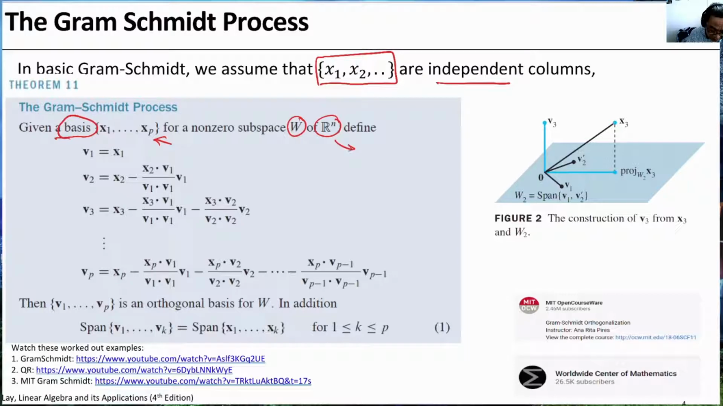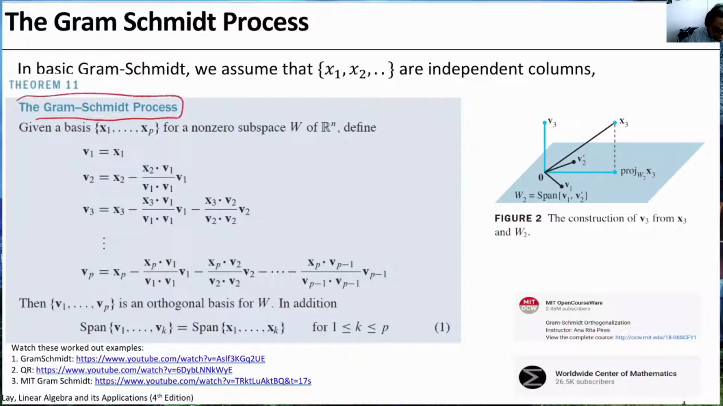What it means is that each of these is dimension n, and we have P of them. For it to be a proper subspace, P is less than, for example, in this case, n. The Gram-Schmidt process basically is going to take this set of vectors to produce another set of vectors, the same number of them, P of them.